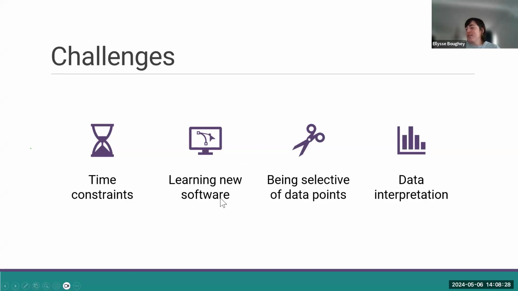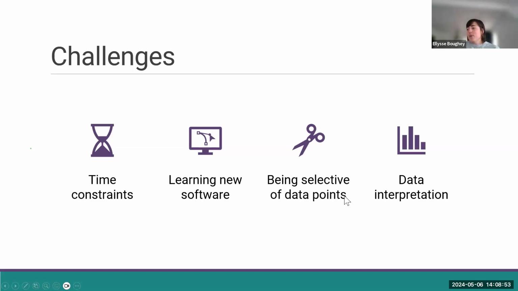Number 2, learning new software. This was the first time I've ever built anything in Tableau, and so there's always that learning curve with learning new applications, but I'm very glad that I did have the opportunity to learn Tableau through this APE because I'm already using it in my professional work, which is great. And it's a really powerful dashboard building software.